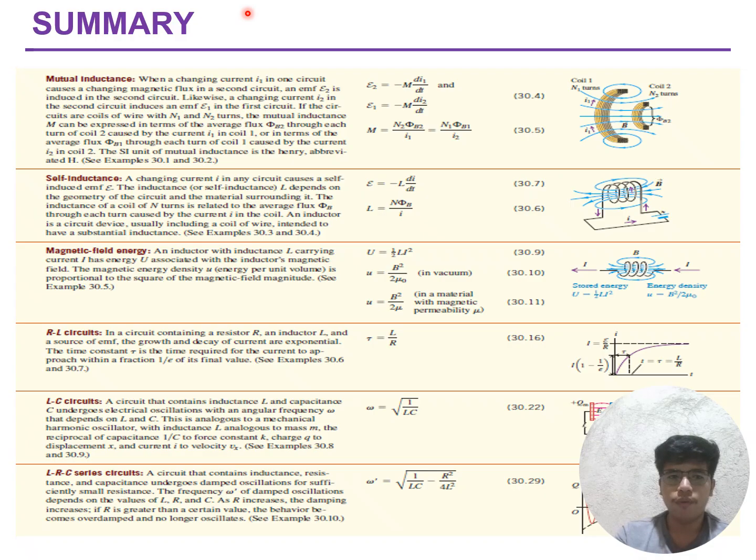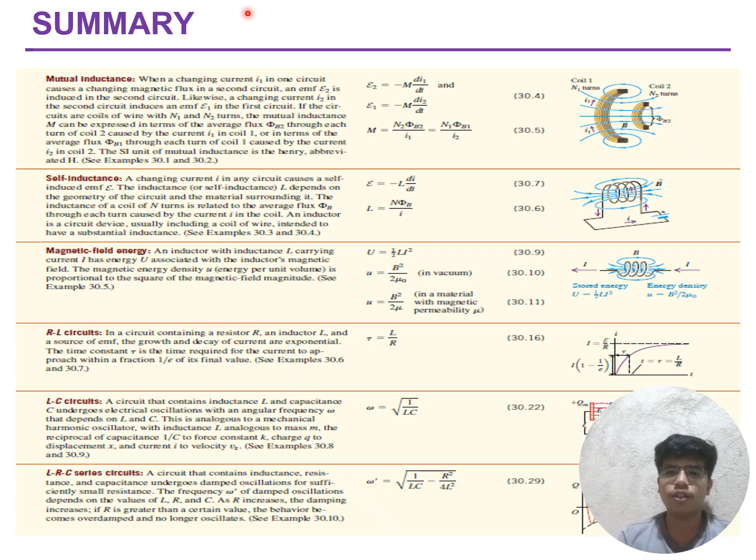Then for the summary, in summary, this chapter shows how changing electric currents and magnetic fields are closely linked through the principles of inductance. Mutual inductance explains how a changing current in one coil can induce an EMF in another, while self-inductance describes how a circuit resists changes in its own current. Inductors store energy in their magnetic fields, which plays a key role in the behavior of RL, LC and LRC circuits.